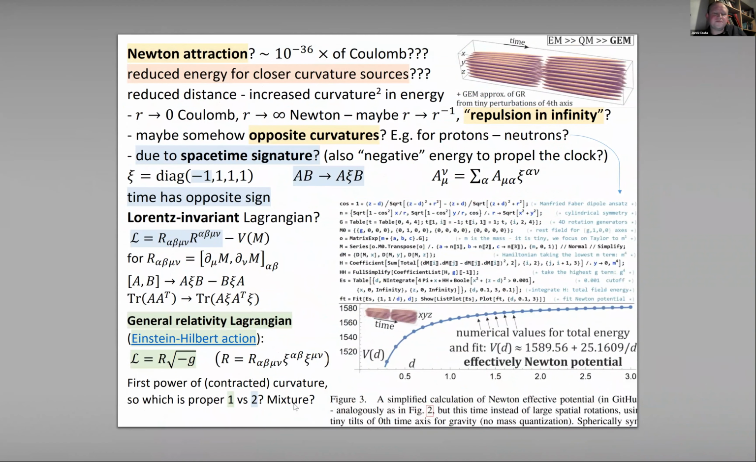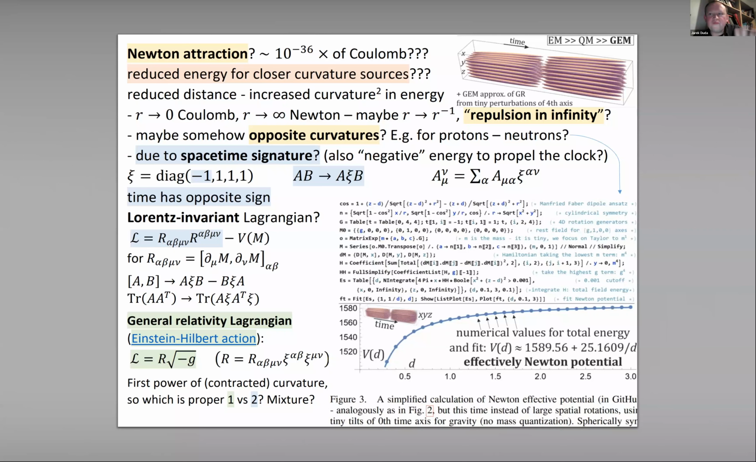So now I have some problems: how to get Newton attraction. Naively, we have two sources of curvature as masses, and if you take them together, we add the curvature. So naively, we have an increase of energy. So naively, we have repulsion. The question is how to get attraction.